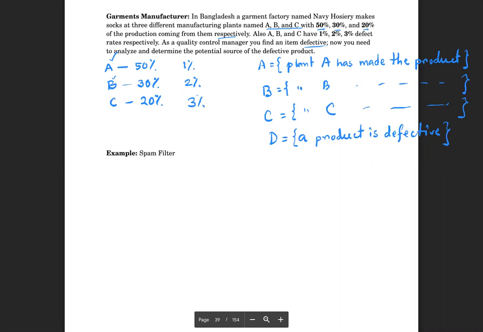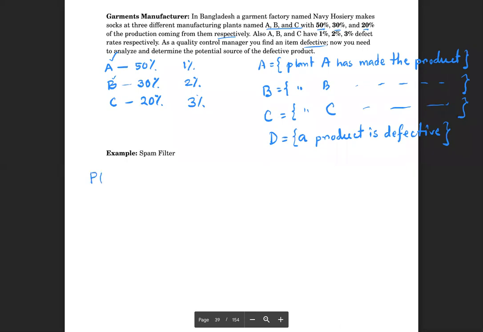Now, the question boils down to this. You have to take ordinary people's words or sentences and translate that into mathematical expressions. As a manager, you want to know who made this defective product, and you have to translate it into a mathematical equation or formula, and then try to solve the problem. Who made the defective product? A made it, B made it, or C made it.